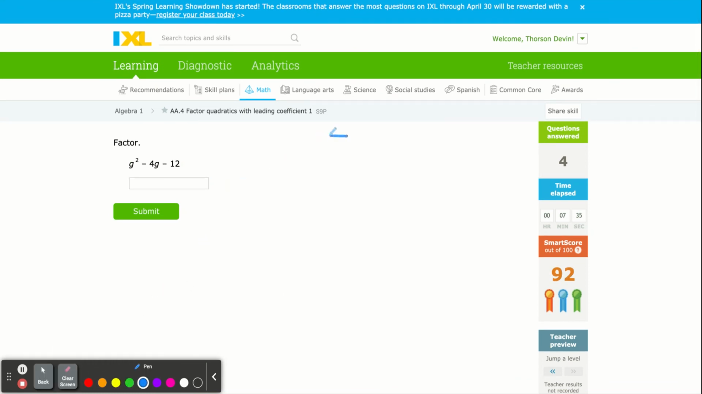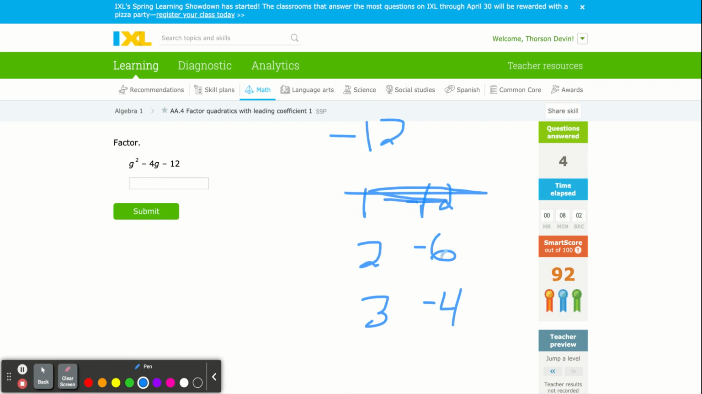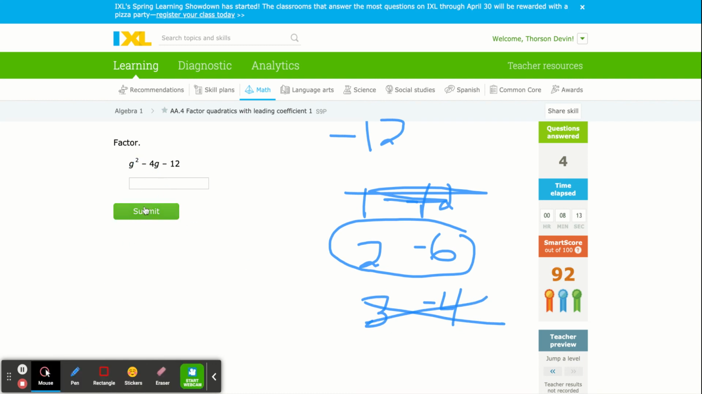So one last one, negative 12. 1 and 12, 2 and 6, 3 and 4. There are no other two numbers that multiply to give me 12. I want it to be a negative product, and I want the outcome to be negative. So I'm going to make the larger of the two negative. 1 times negative 12 is negative 12. That worked, but 1 plus negative 12 is not negative 4. That doesn't work. 2 times negative 6 is negative 12, and 2 plus negative 6 is negative 4. That's the one that works. If I tried this one, 3 plus negative 4 is not negative 4, it's negative 1. So I wouldn't use that one.